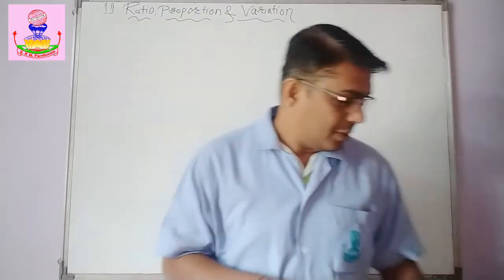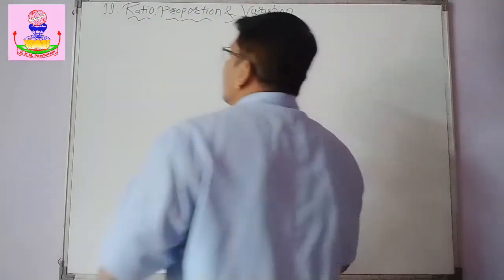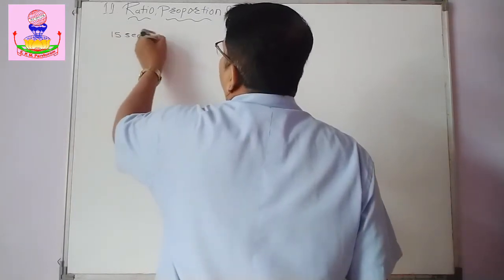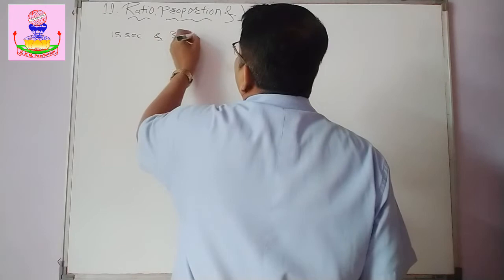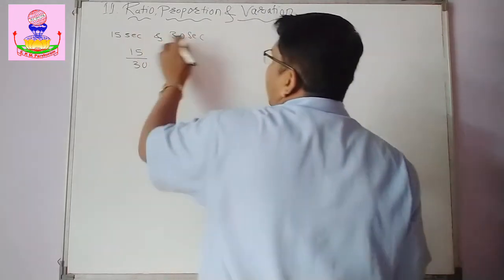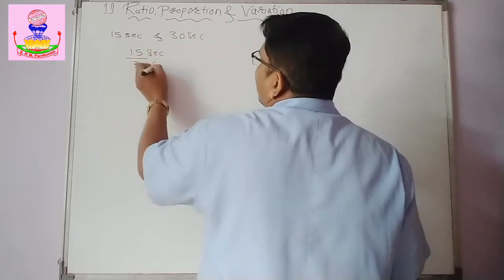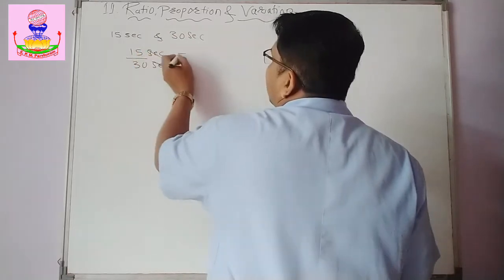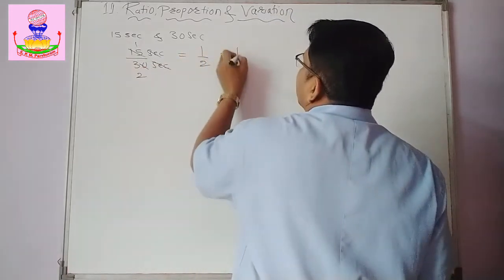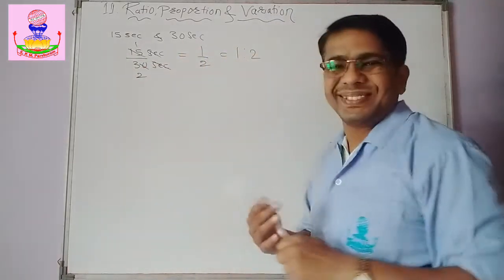For example, if I am comparing 15 seconds and 30 seconds, so ratio 15 upon 30. Now both are having seconds as the unit, so this gets cancelled. 15 ones are 15, twos are 30, so 1 upon 2, that is equal to 1:2.